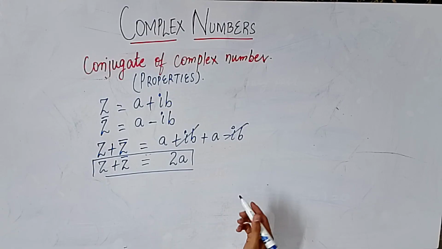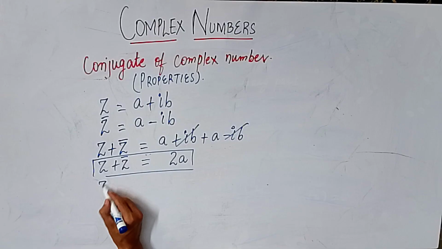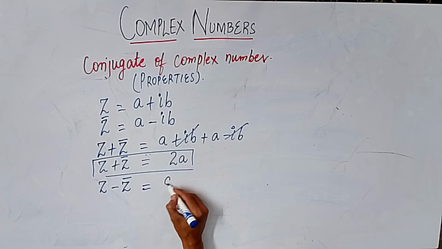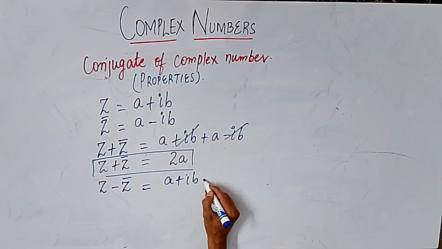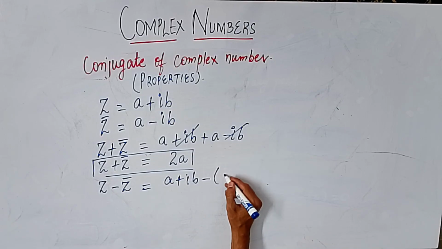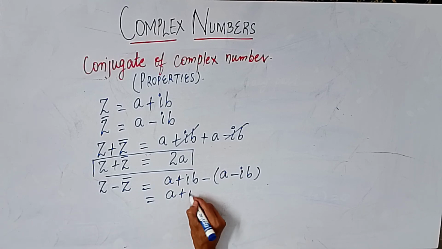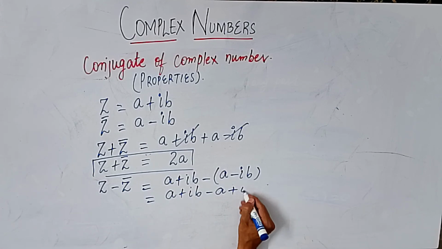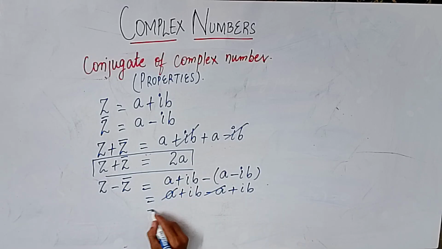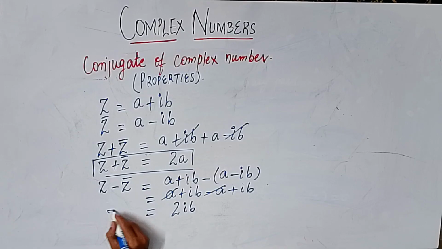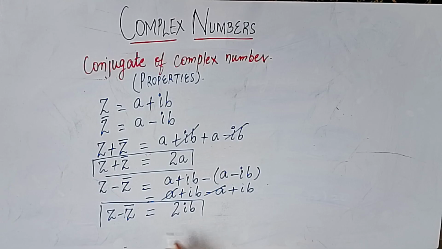And what will happen when you subtract it? Same concept. If you subtract a complex number and its conjugate, what will happen? See, do over here a plus iota b minus. Now let's be careful. When you do subtraction, always use the brackets. So when it opens, it will change the signs inside, and this time the real parts will cancel and you will get 2 iota b.